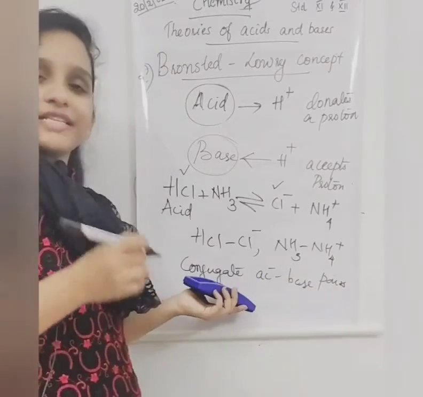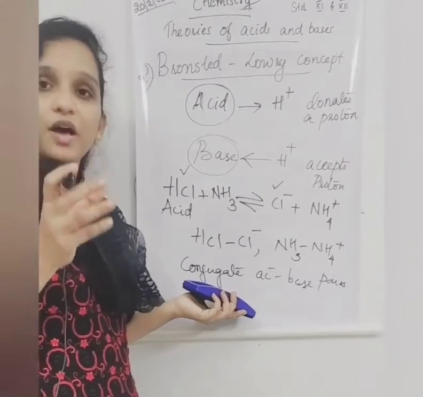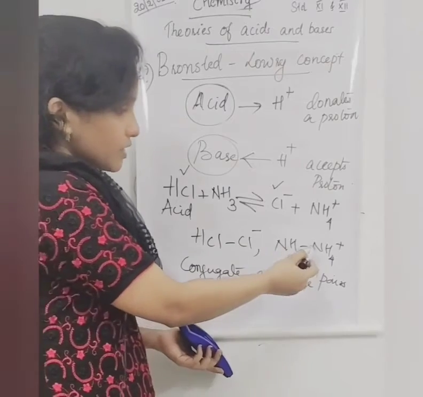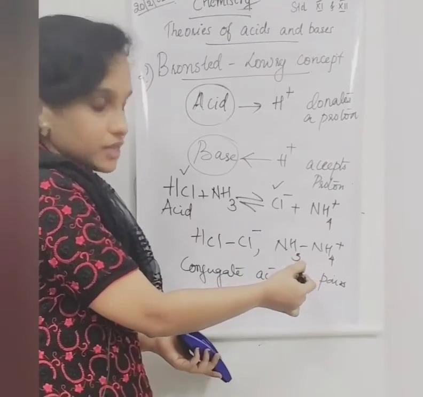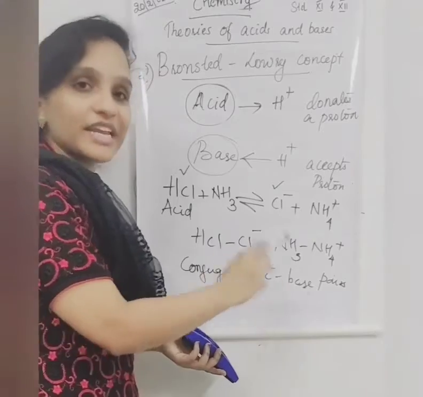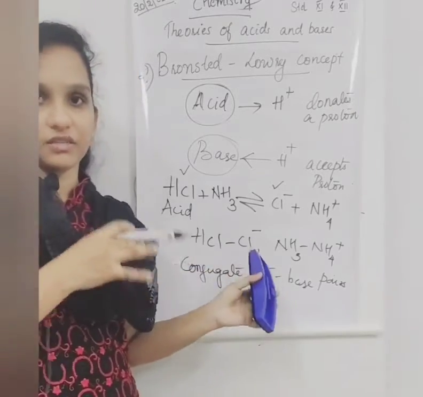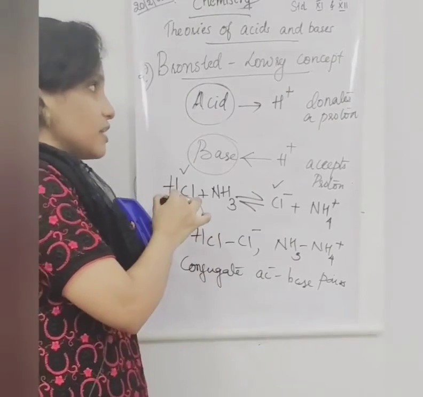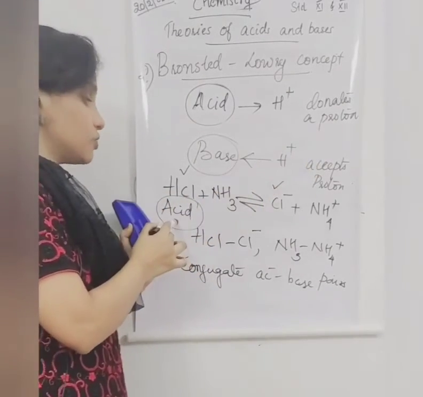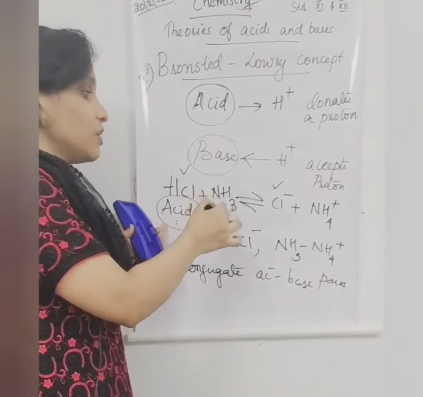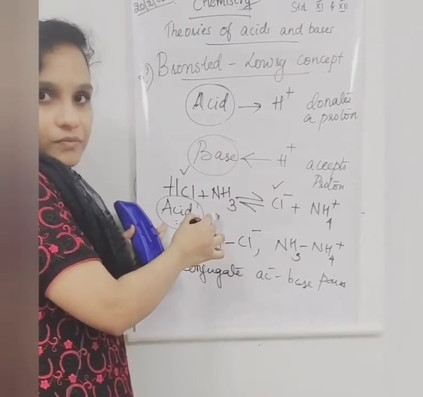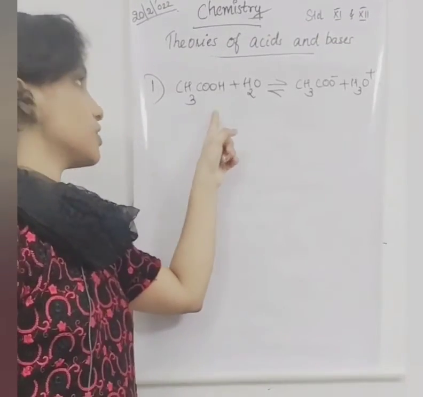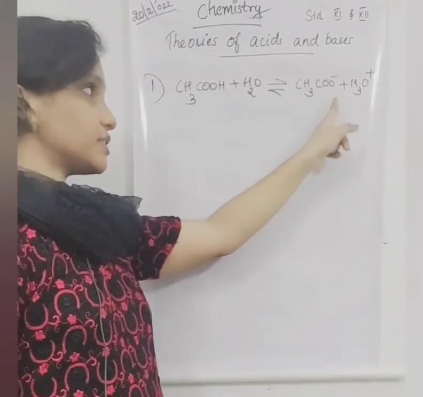Why are they known as conjugate acid base pairs? Because they differ by a hydrogen or proton. One hydrogen is less here, so they differ by a proton. Okay, we have understood the Bronsted-Lowry concept. According to it, an acid is a substance which donates a proton. Here who donates the proton? The acid, HCl. Who accepts a proton? NH3.